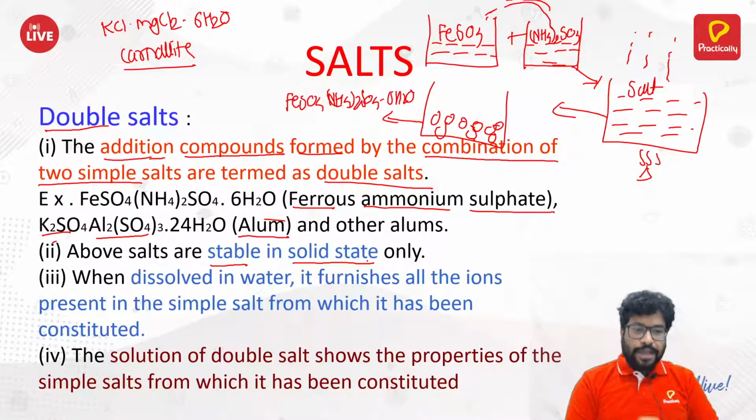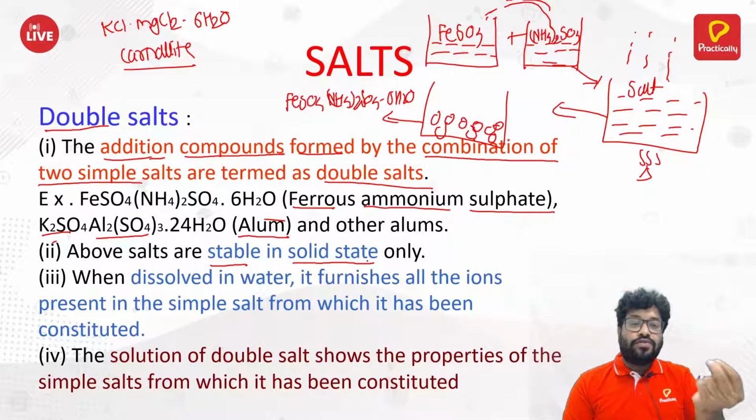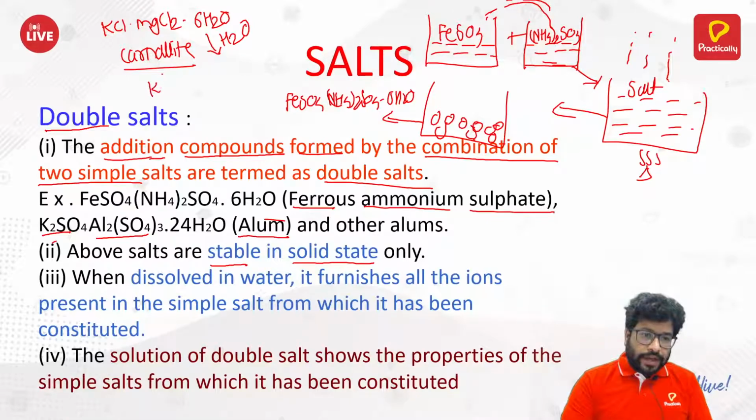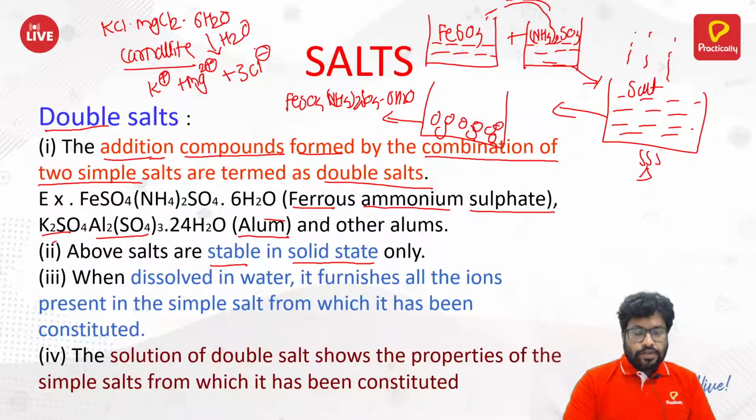But for the time being, whenever you dissolve a double salt into water, whatever ions it has been formed from, they will give the test for all those constituent ions. For example, this carnallite: when you dissolve it into water, you get K plus, you get Mg2 plus, and you get 3Cl minus. So if you perform a qualitative test on it, you can get the test for K plus, Mg2 plus, and Cl minus.